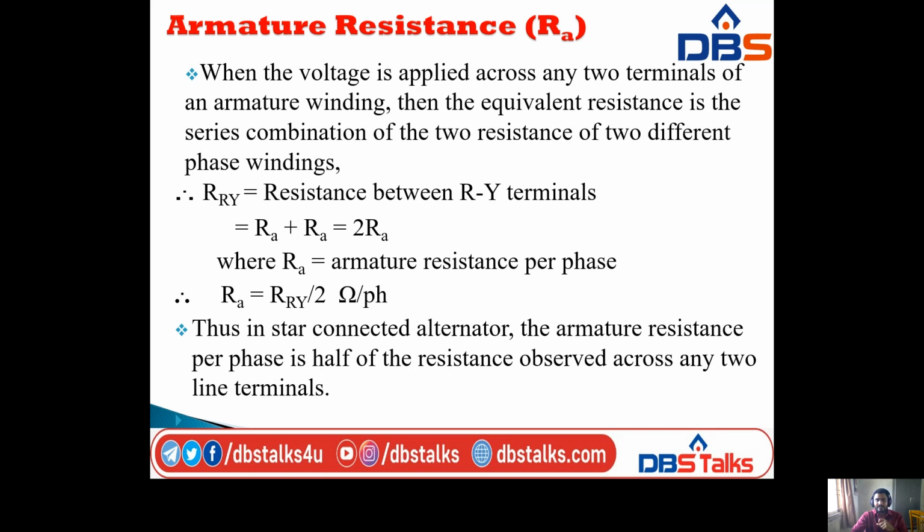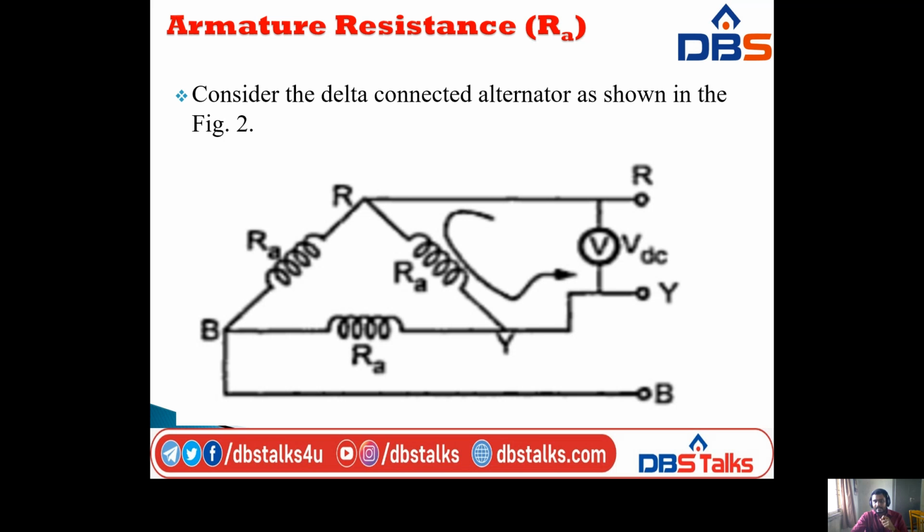Next, coming to the delta connected alternator. The diagram represents the delta connected alternator. Here I am taking three terminals R, Y, B, and inserting a voltmeter across two terminals, that is the R and Y phase. The voltmeter gives the DC voltage reading. Coming to the explanation.